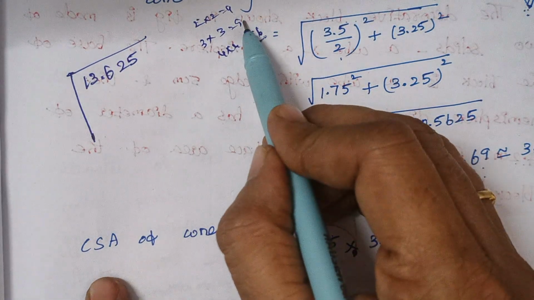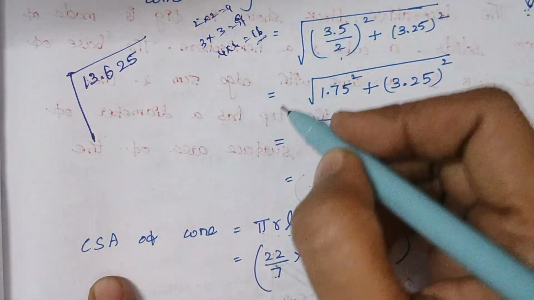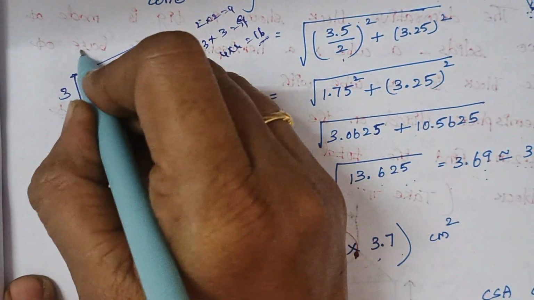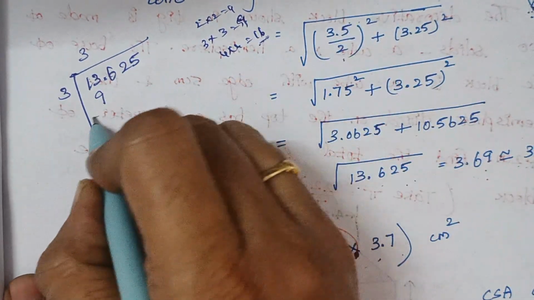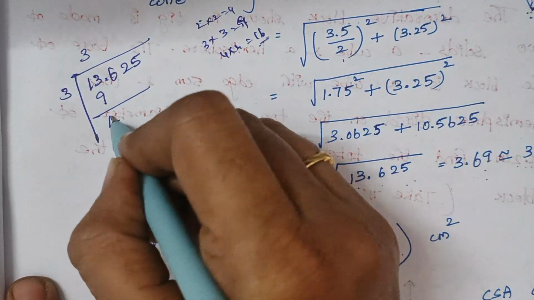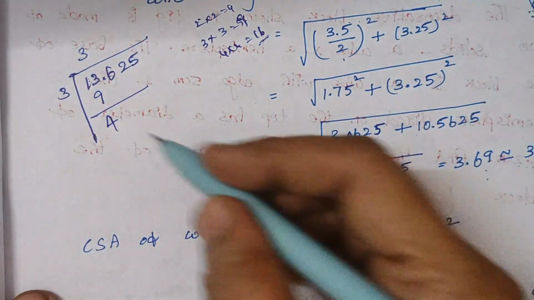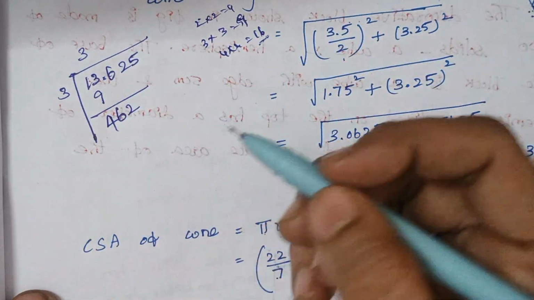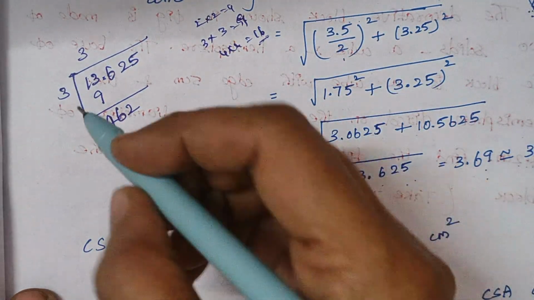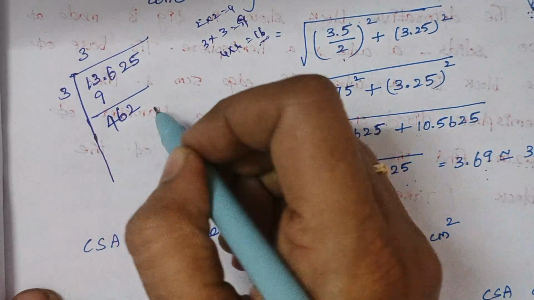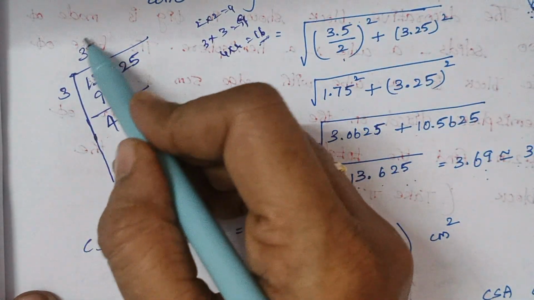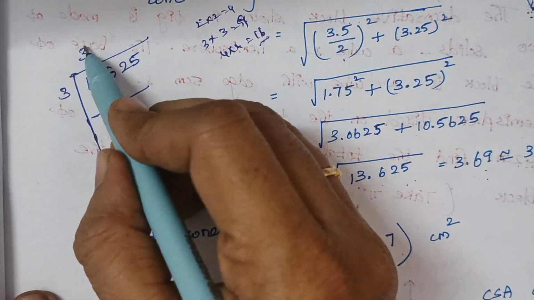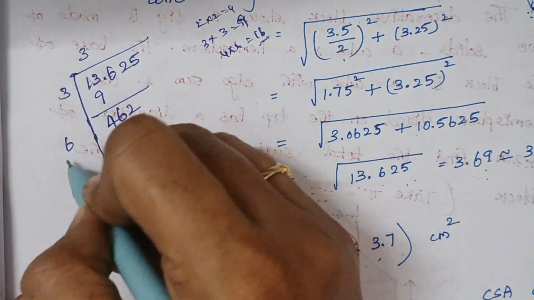So move to the previous one. 3 3s are 9 here. So just write 3 3s are 9, right? So 13 minus 9 gives you 4, right? So just bring this 6 and 2 together, right? That is the rule of taking square root. So here what happens? In the previous part I am having 3, right? So 3 into 2 becomes 6. So write the 6 here.